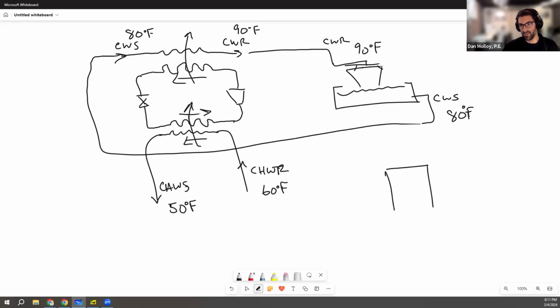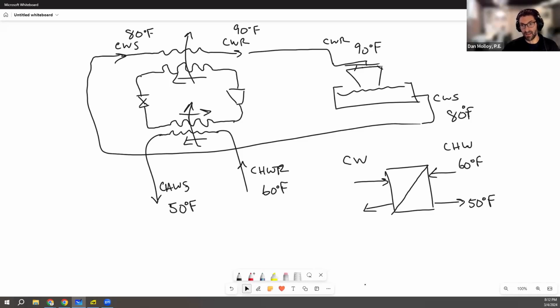Let's draw now our plate and frame heat exchanger. This is going to replace the chiller. We still have the same conditions on the chilled water side. So now I'll draw those like this. We have our chilled water return coming in at 60 and leaving at 50 because it has to. And then on the condenser water side, what's going on there? It has to be colder if we're going to reject heat from the chilled water to the condenser water. Condenser water has to be colder.